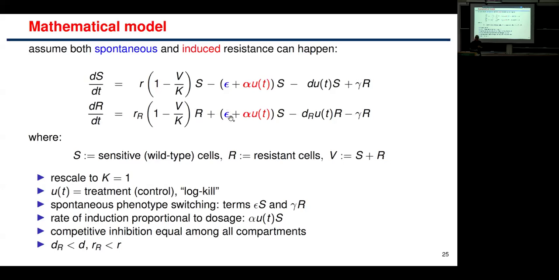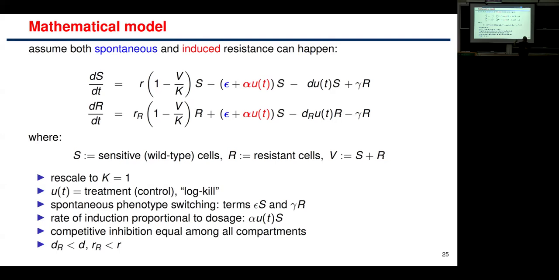So think of epsilon as the random or spontaneous changes that take you from sensitive to resistant. Gamma would be the ones getting you back. They don't depend on the drug. It's random changes, epigenetic or genetic, I don't care. And they have nothing to do with the drug.